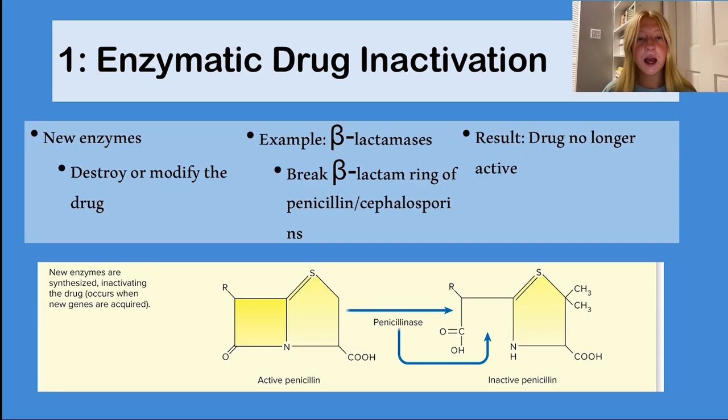Enzymatic drug inactivation. So some bacteria produce enzymes, and they basically are able to chew up the antibiotics. So the best known are beta-lactamases, and they target penicillin and similar drugs by breaking the beta-lactam ring, which is the active part of the molecule, and once that ring is gone, the antibiotic is basically useless. And this is why regular penicillin doesn't really work anymore against Staph aureus strains.